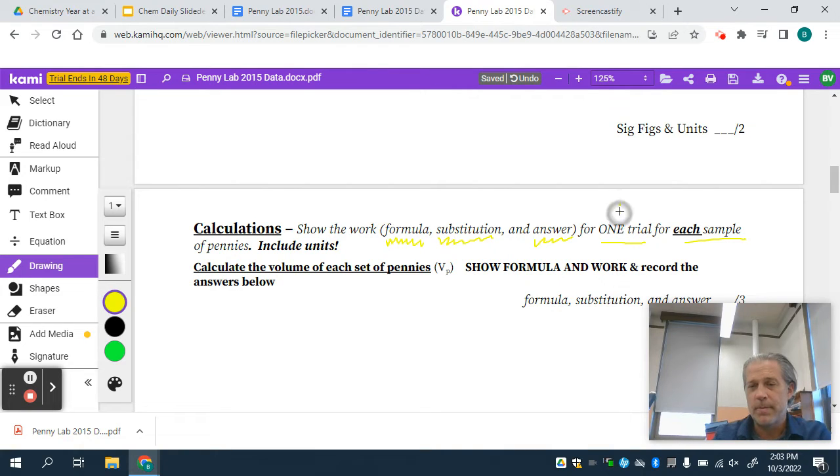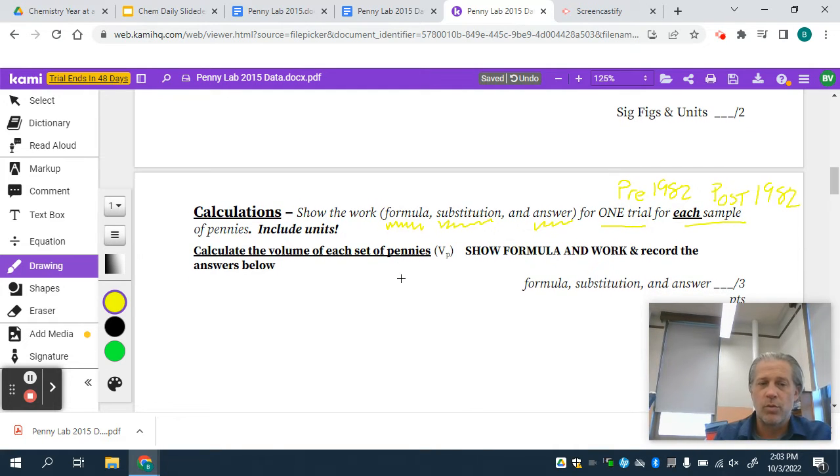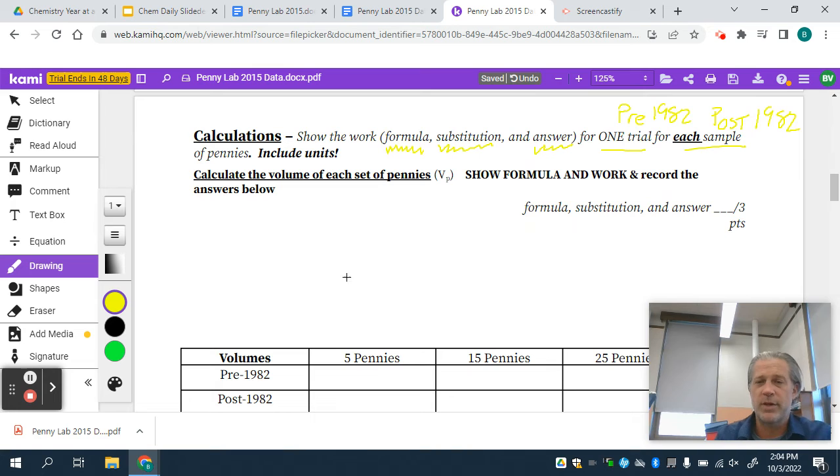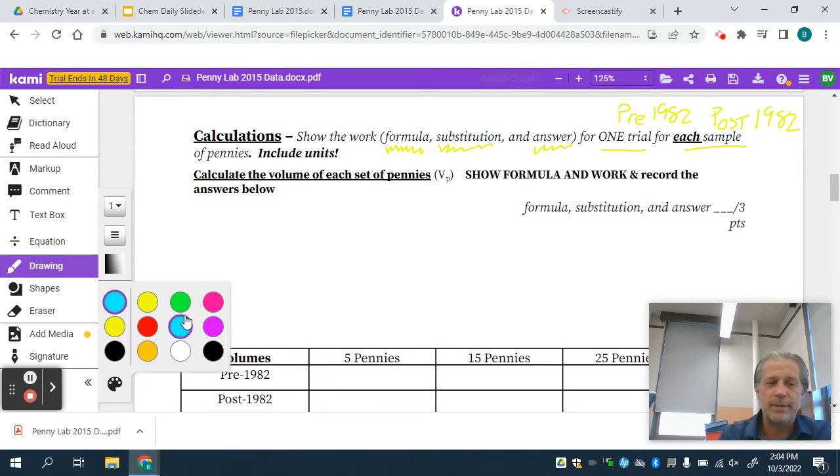That means pre 1982 pennies and post 1982 pennies. So we're going to show one worked out example for each of them. Now, we're going to first calculate the volume of our set of pennies, and we're going to do that with our data. So I'm going to start with pre 1982 pennies.